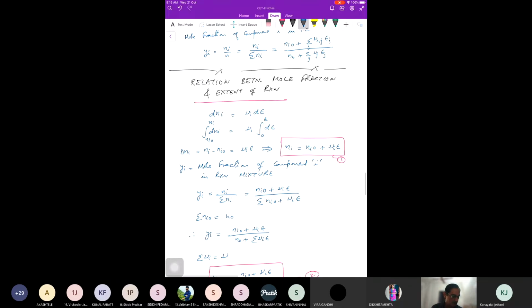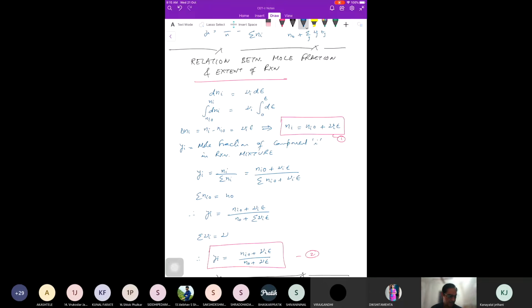Okay, so yi is mole fraction of component i in reaction mixture, and what is yi? It is number of moles of component i divided by total number of moles.